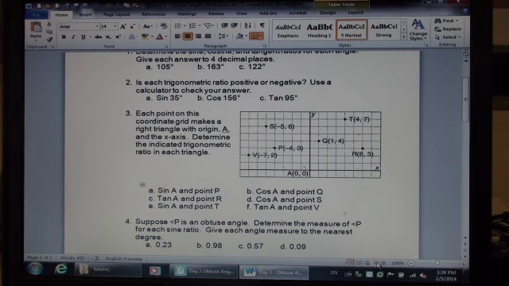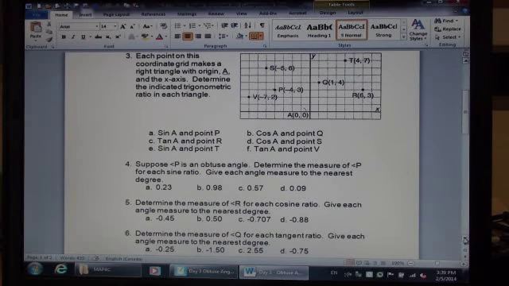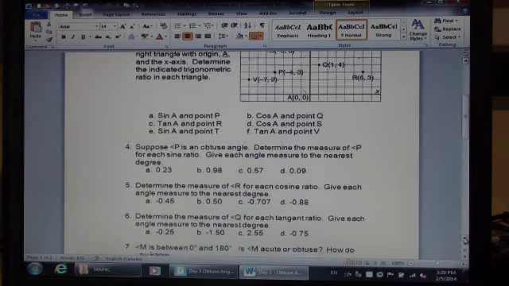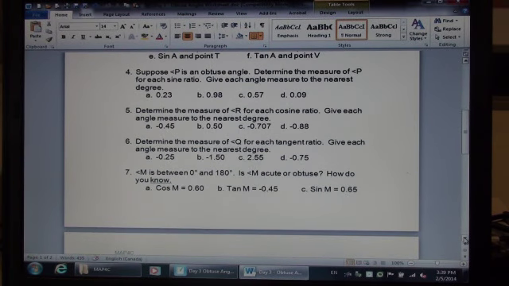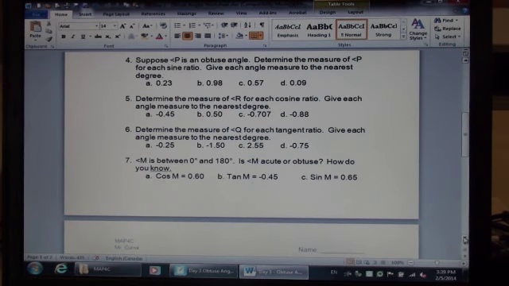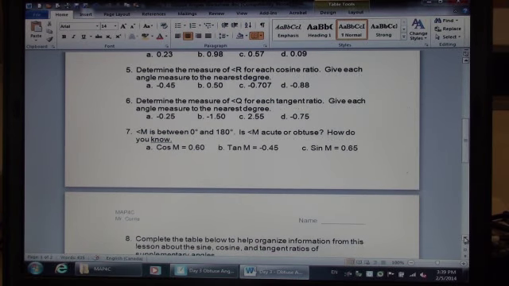Number 4, suppose angle P is an obtuse angle. Determine the measure of angle P for the given sine ratio. So that's just like the last 3 examples we did in the note. And then question 5, give the measure to the nearest degree. So you're just going to use the inverse there for the cosine. Determine the measure of angle Q for the tangent. So again, you're going to use the inverse tangent and solve that.